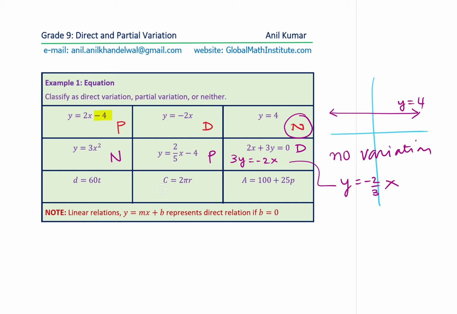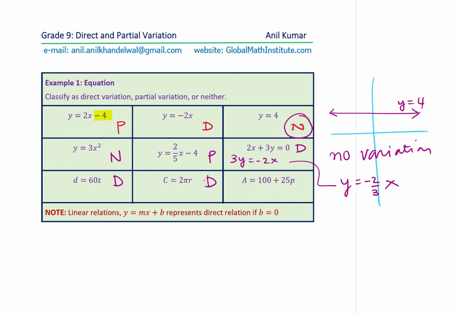Now, these are three examples where in real life situations we are using direct variation. Distance is speed times time. This is a direct variation. The faster you drive your car, the less time it takes, or you move more distance. So distance d equals 60 times t is a direct variation. Circumference c equals 2 pi r represents a direct variation. The higher the radius, the more the circumference. If the radius is 0, circumference is 0.